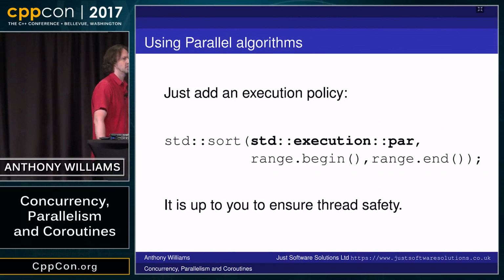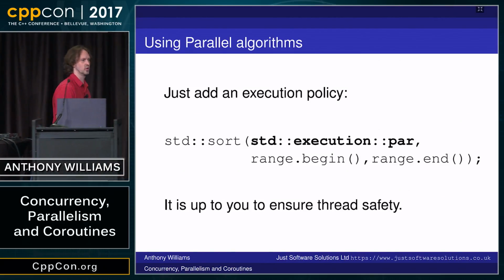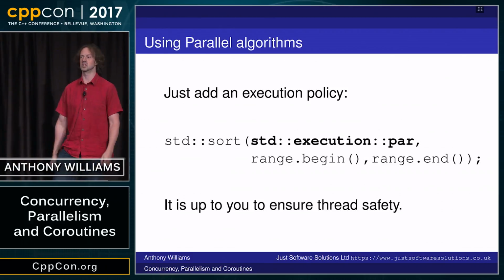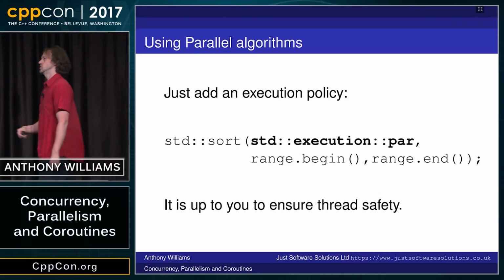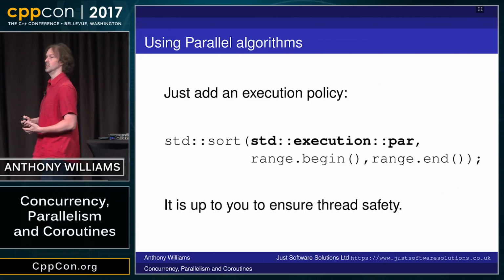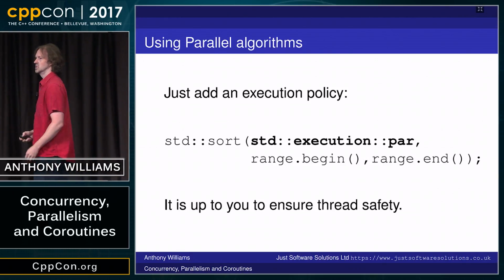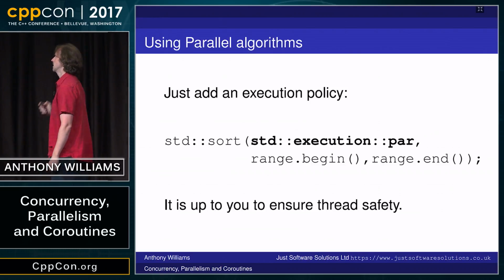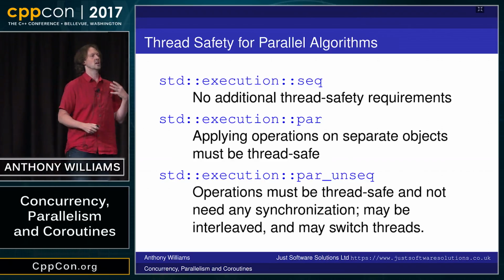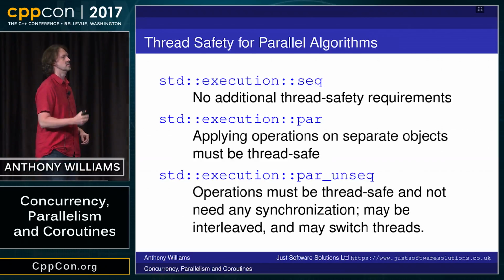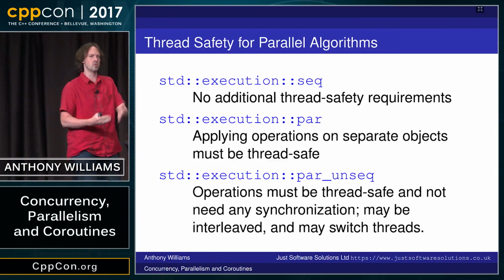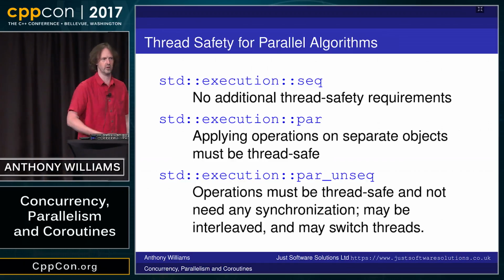So yeah, for the most part, it's easy to parallelize your code if it works with a standard library algorithm. You just add an execution policy. Of course, you need to ensure that there is thread safety, because the library doesn't know what your function does. So it's going to make some assumptions. If you're running things with a sequential policy, then it's sequential. There are no additional thread safety requirements, because it is all run on the same thread that you actually called the algorithm from.